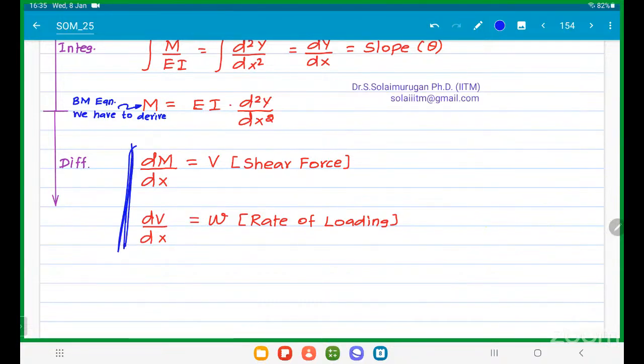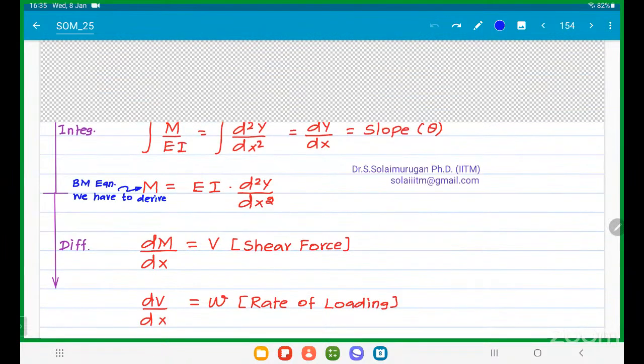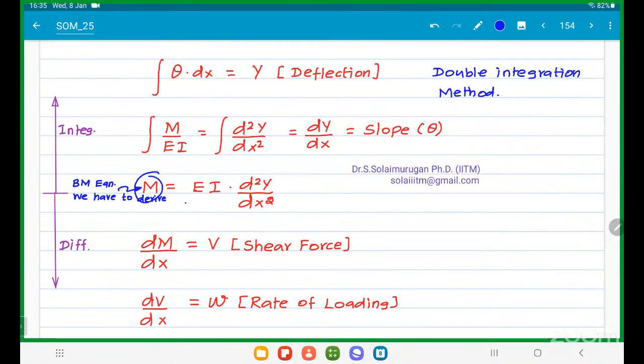Then if you are integrating M by EI, it means what? Integrating d square y by dx square, what will you get? dy by dx, sir. dy by dx is nothing but slope. So if I integrate M by EI, I will get the slope.